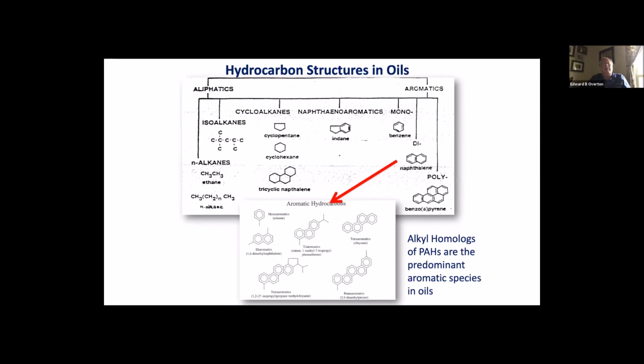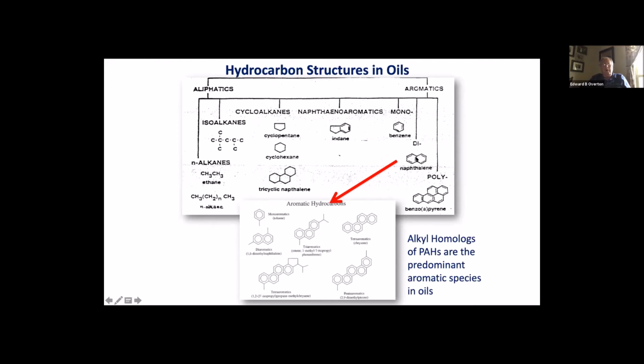Of these thousands and thousands of compounds, you can also have cyclic structures where one ring is saturate and the other ring is an aromatic compound, right? So we have these so-called naphthenoaromatics. You can have a large variety of aromatics starting with one aromatic ring to multiple rings.